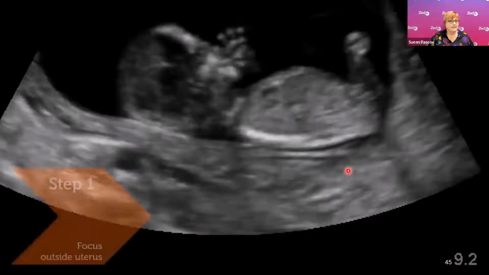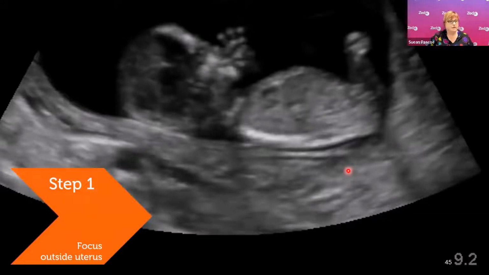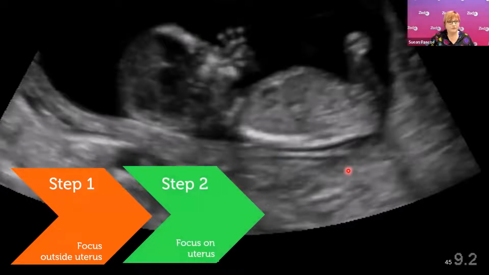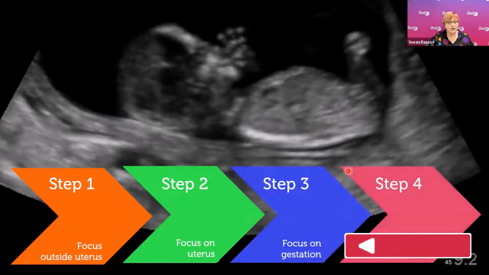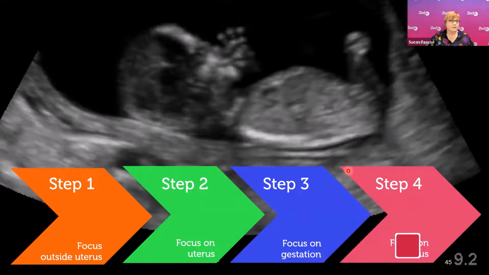So those steps again, step 1 is focus outside the uterus. Step 2, focus on the uterus. Step 3, focus on the gestation. And last but not least, focus on the fetus itself. Now, at each stage here, I have a series of questions that I'm asking myself to get to the point about whether I think this is a viable intrauterine pregnancy, a miscarriage, or an ectopic pregnancy.